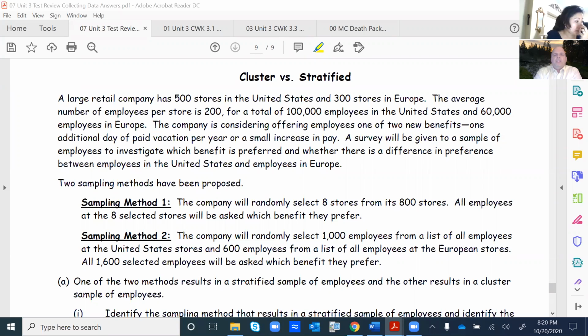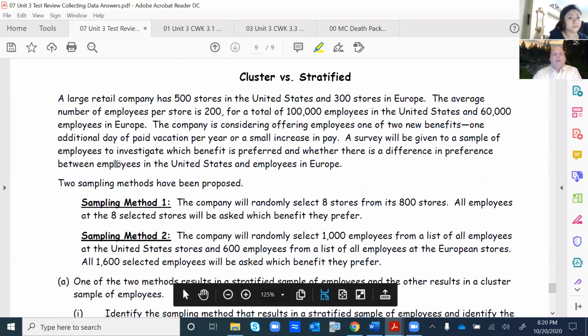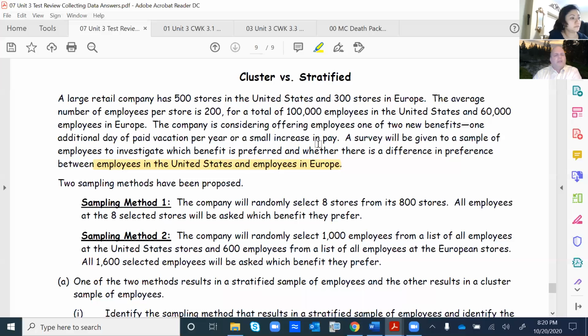A survey will be given to sample employees to investigate which benefit is preferred and whether there is a difference in preference between employees in the United States and employees in Europe. By the way, they want to know whether or not there's a difference between employees in the US and Europe. That's something to keep in mind. So two sampling methods have been proposed.